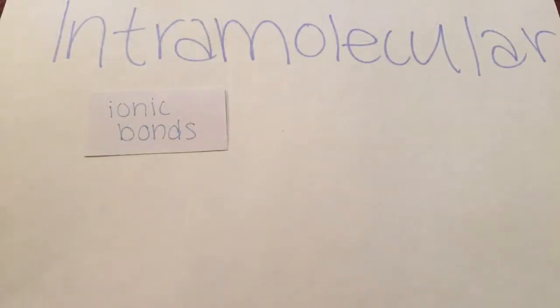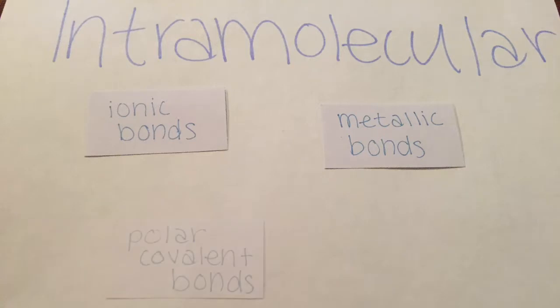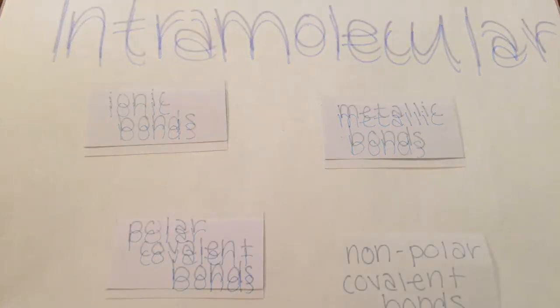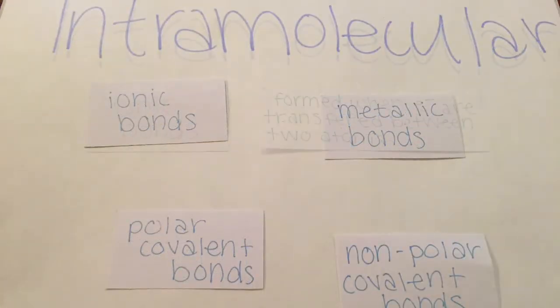We are going to be talking about 4 different kinds of bonds today that use intramolecular forces, which are ionic bonds, metallic bonds, polar covalent bonds, as well as nonpolar covalent bonds.